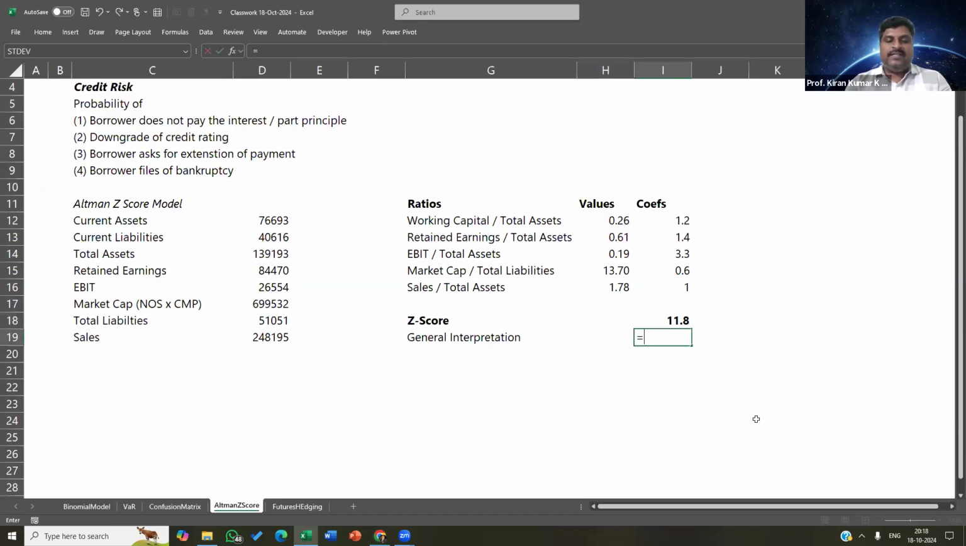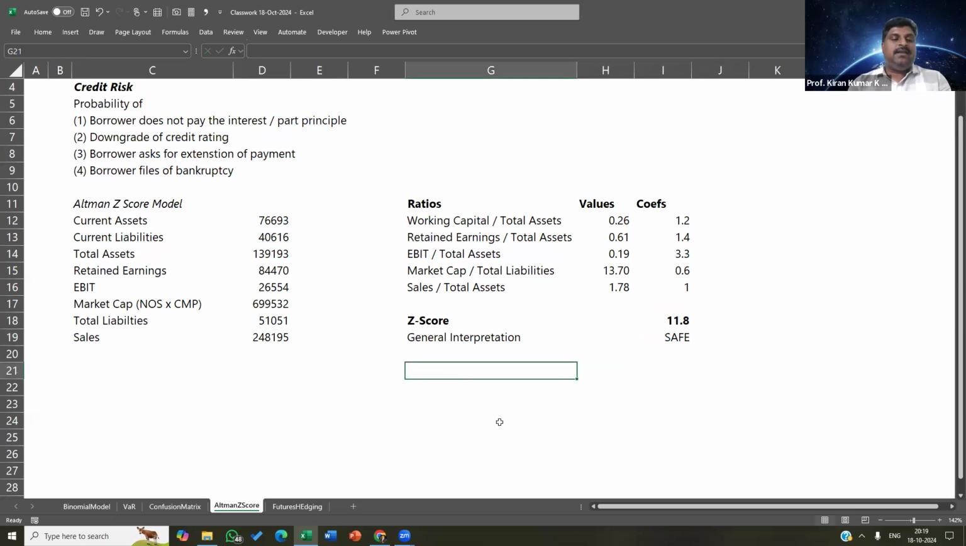Okay. So what we will do is put in a small IF function. If this number is less than 1.8, bankrupt. If the ratio is less than or equal to 2.99, we'll call this gray. Otherwise, we'll call it safe. Okay, perfect. So this company, according to me, is safer based on the general interpretation. We'll go one step further here.